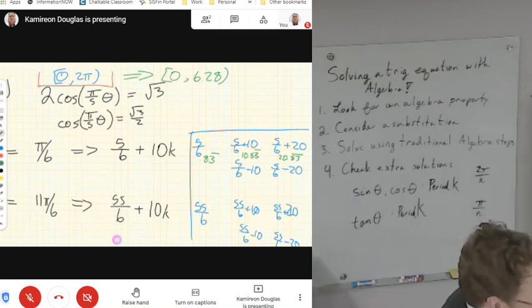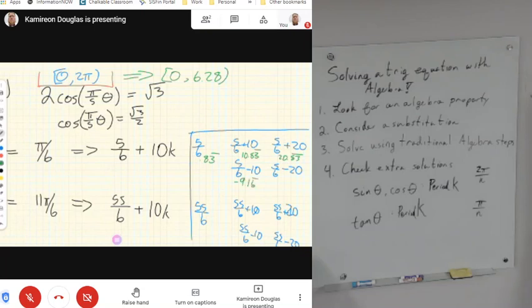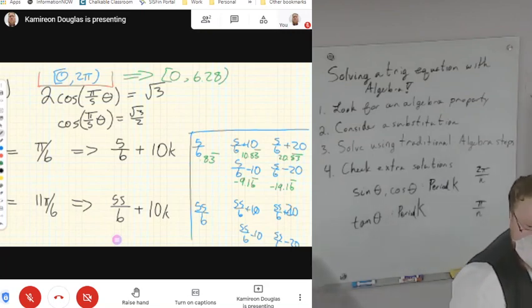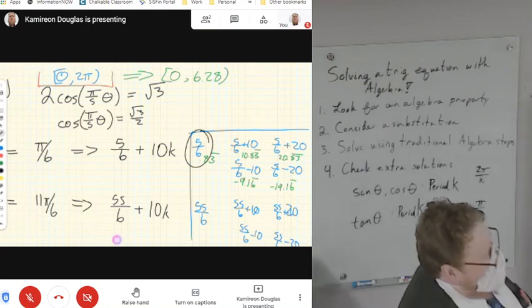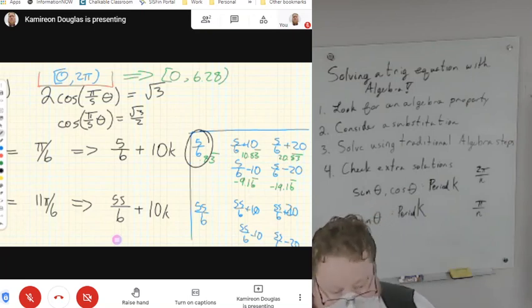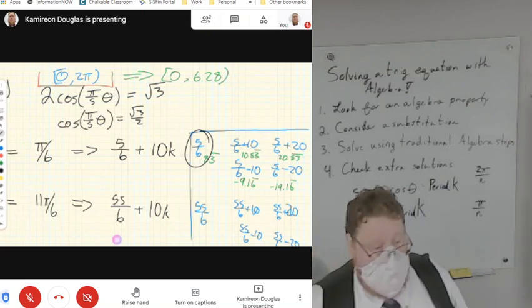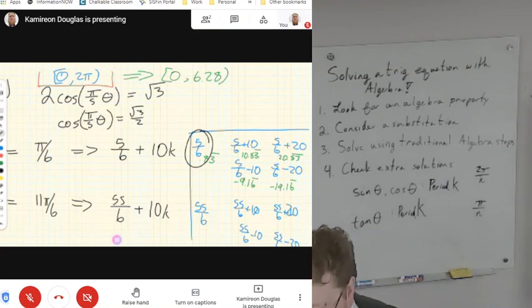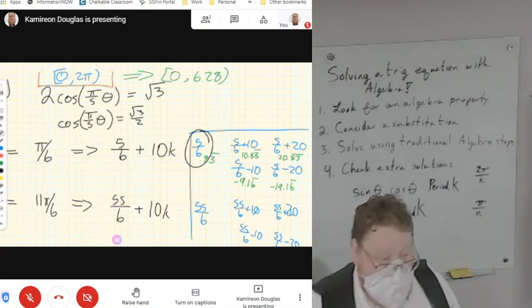5 over 6 minus 10 would be negative 9.16 repeating. 5 over 6 minus 20 would be negative 19.16 repeating. So as you can see, in this list, only one of those values is actually in my solution set. The first one. If you add 10, it's too big. Add 20, too big. Subtract 10, too small. Subtract 20, too small. The nice thing is once you've found your barrier, none of the ones past are going to work. So go as far as you need to.